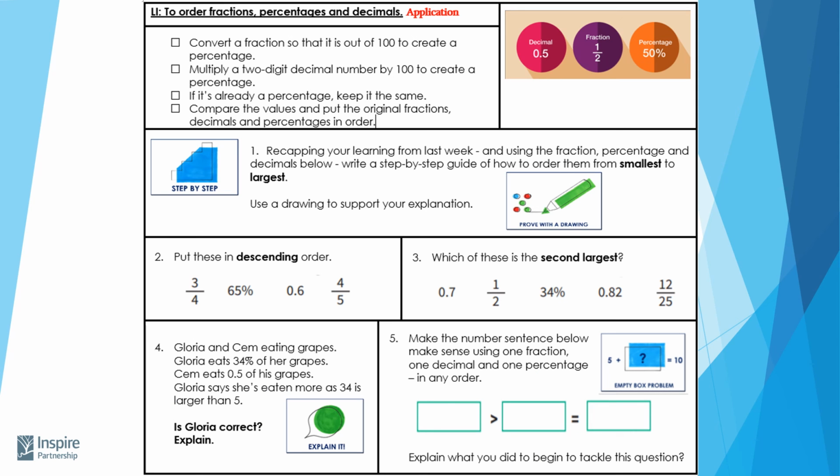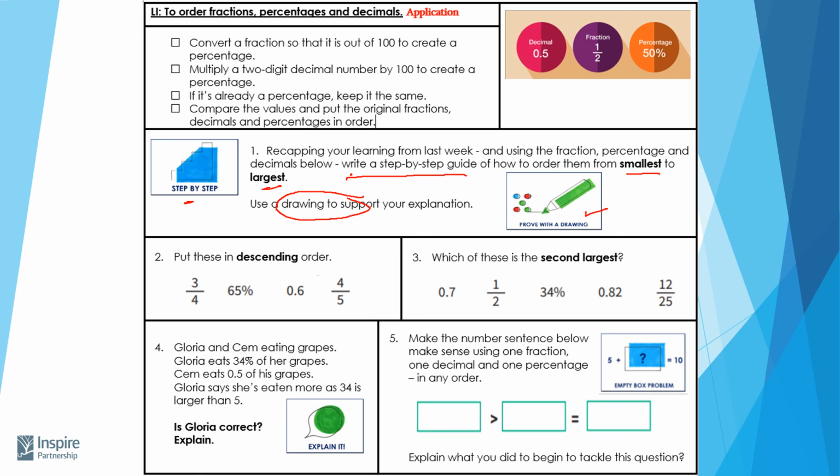So here's your learning for today. We've put a copy of that onto Google Classrooms as well. So the first thing we'd like you to do is have a look at your learning from last week, and we would like you to write a step-by-step guide for how to order them from smallest to largest. And we've asked you here to use a drawing to support your explanation. So you got the first thing here, the sticker, is step by step. Then over here, you've got to prove it with a drawing.